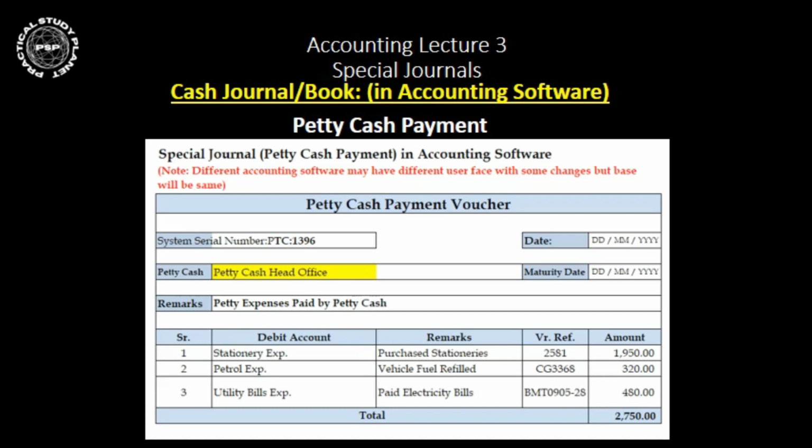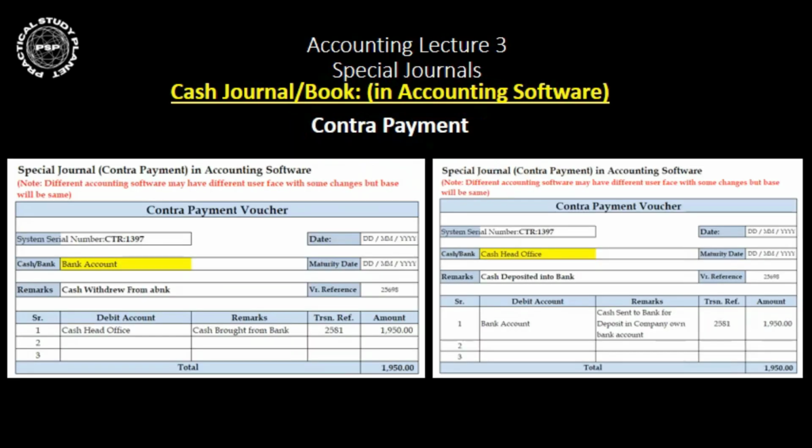Another option in the software is the petty cash payment voucher. It will be like that. The petty cash will be credited, so the debit expense account will be in one column. The date is mentioned over there, and the date and reference, each voucher has a reference.